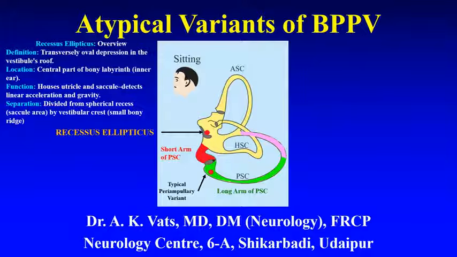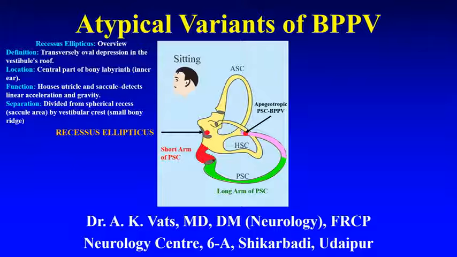However, sometimes it gets disengaged and entangled in the non-ampullary arm near the crus commune, resulting in the apogeotropic posterior semicircular canal BPPV, that is, one with downbeating contratorsional positional nystagmus during Dix-Hallpike testing.